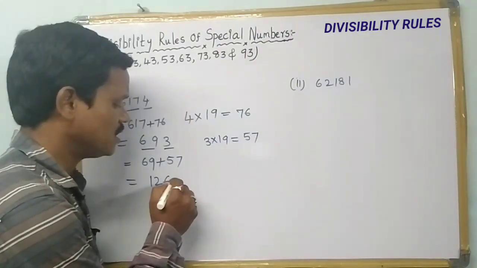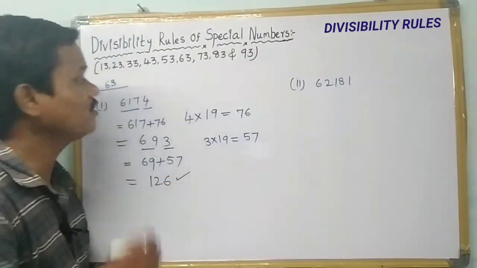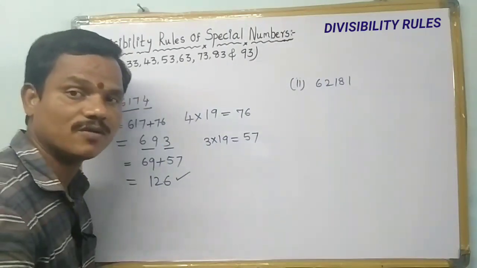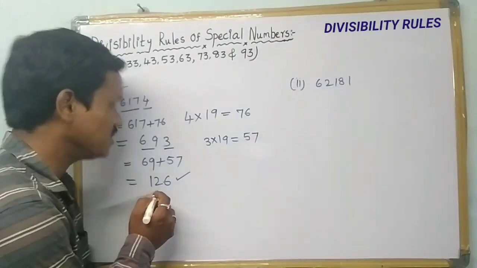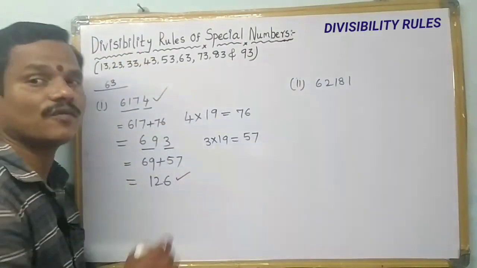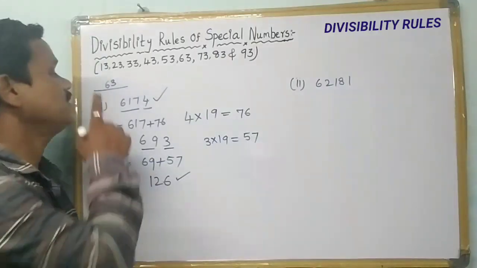This 126 is a multiple of 63. 63 2s are 126. This is divisible by 63. So 6174 is also divisible by 63.